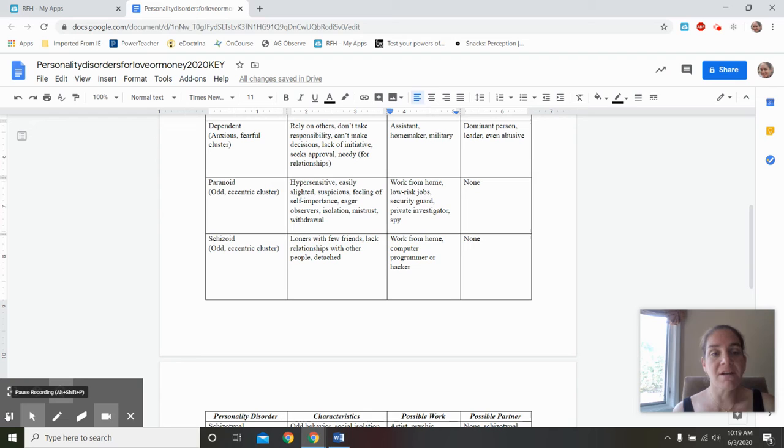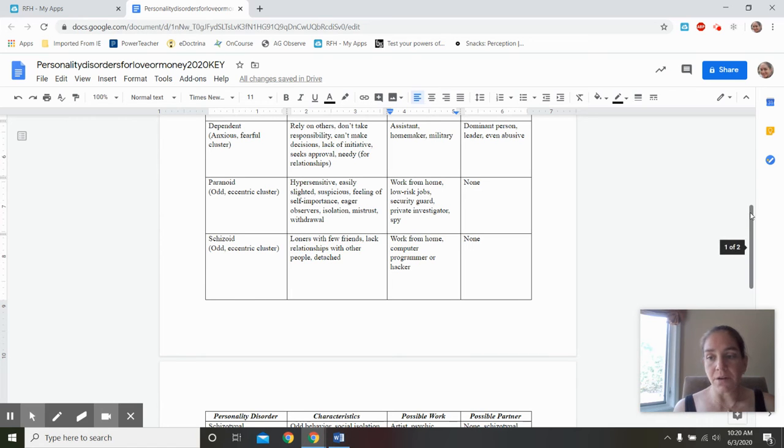So where might we find a dependent personality thriving? Well, maybe as a homemaker, maybe as an administrative assistant, something where someone is telling you what to do. And we do find people with dependent personality disorder thriving in the military. Now, what kind of partnerships do dependent personalities tend to have when they are functional? People who are dominant, people who are leaders. And unfortunately, sometimes these dominant personalities tend to be abusive. So much so that we sometimes say that people will be codependent on one another.